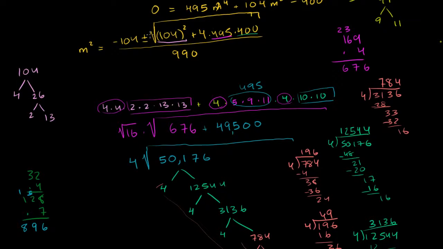So all of this stuff over here was 896. Now, we have to decide, do we do plus or minus? Remember, we want a positive slope. So we want to add the 896. So we're getting m squared is equal to negative 104 plus 896. So if we subtract 104 from this business over here, we're going to get 792 over 990. This is what m squared is equal to.